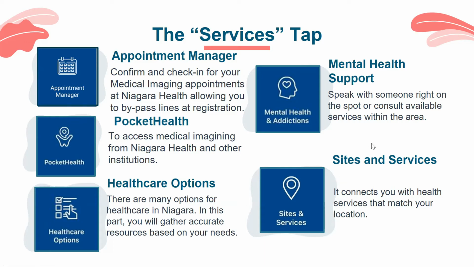Mental health and support addictions. This is a great tool for those that may need some immediate support or need to go to someone immediately. So if you have a child, for example, where do you go if you need some support during a crisis? It actually gives you the contact information for places like Pathstone or when you should go to the hospital versus another clinic. And then we have our sites and services, which basically gives you a list of what services are at each site across Niagara Health. So not every hospital has the same services. So this gives you a list of where services are located.